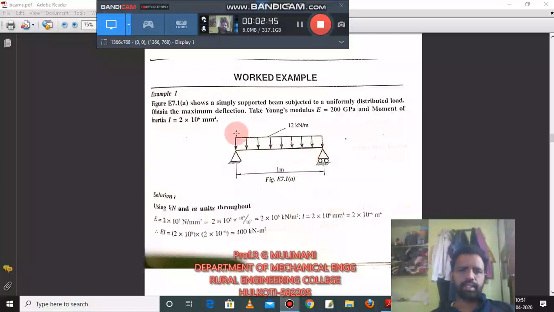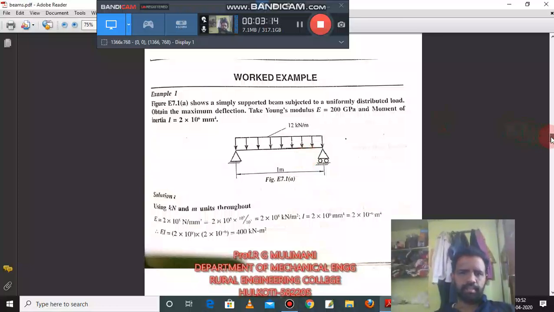Let us take this problem to solve for the nodal displacements and to find the maximum deflection. It is a beam where one end is fixed and the other end is a roller support. Young's modulus and moment of inertia are given. Here Young's modulus is converted into kilonewton per meter square and forces are taken as kilonewtons.